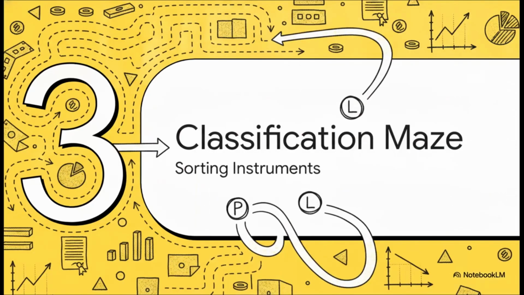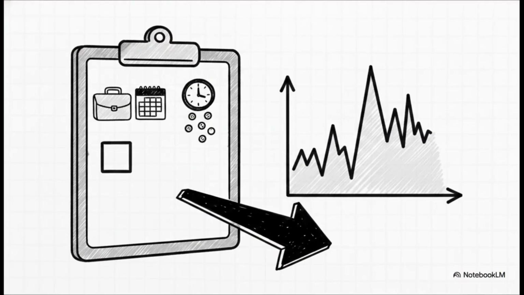Section 3, the classification maze, sorting the instruments. So the crucial point now is how we actually categorize these instruments once we've defined what they are, because this entirely dictates how an instrument is going to hit the profit and loss statement. When a company holds a debt instrument, like a bond, they usually want to use amortized cost, because it's a nice, smooth, predictable accounting method.